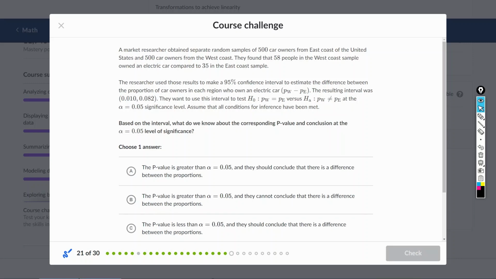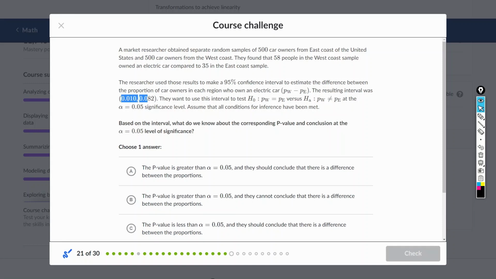OK，好，下一个，obtain separate random samples of 500 and 500 car owners from the West Coast and East Coast. They found 58 in West and 35 in East. The researcher used the result to make a 95% confidence interval to estimate the difference between the proportions PW 减 PE. The resulting interval was... They want to use the interval to test at 0.05 level. Based on the interval, what do we know about the P-value?